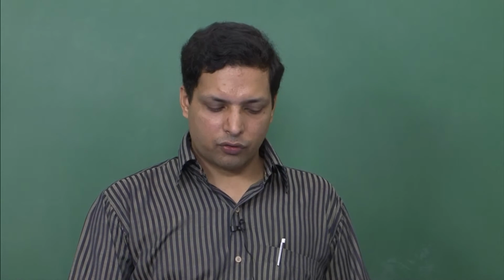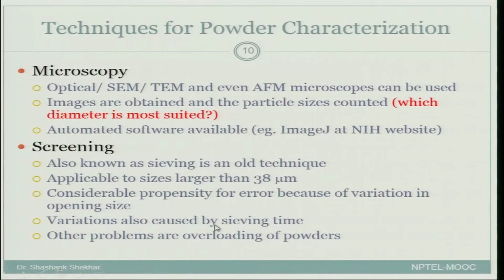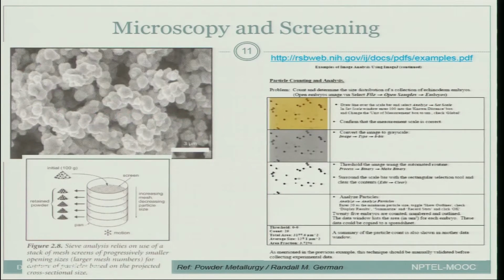and it will, of course, as you can understand, also depend on the amount of sieving time. If you do it for very long time, you would get lot more smaller particles to go down. If you do it for very small time, a lot of small particles will remain on the top. And other problems are overloading of powders. So, for example, you cannot put too much powder onto one sieve and so on. So, these are some of the problems associated with sieving technique or the screening technique.